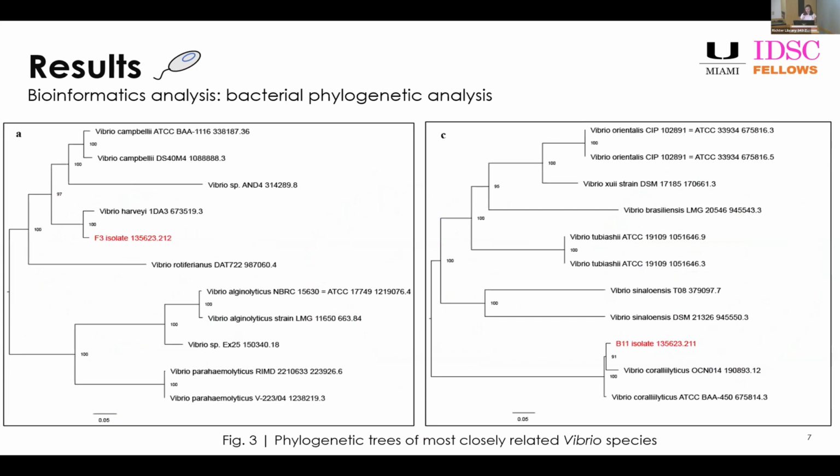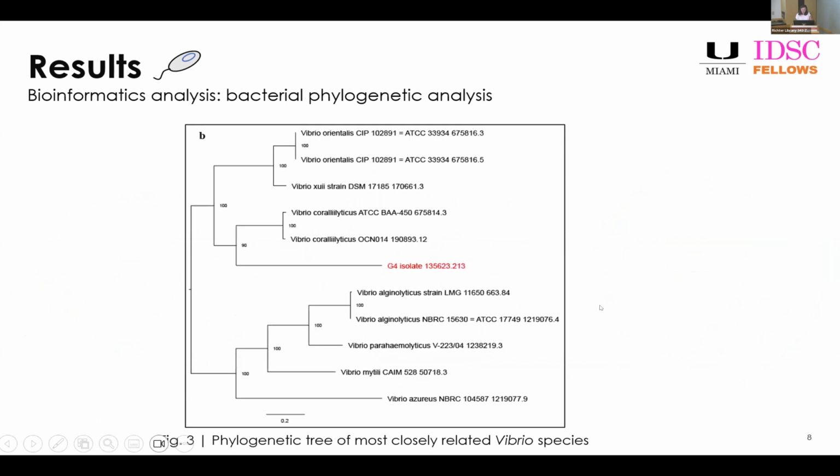And then I also wanted to confirm the taxonomical classification of my hosts that we got using the 16S gene sequencing. It turned out that my F3 bacterial isolate was most similar to Vibrio harrii. It was most related to it. For B11, it was indeed Vibrio choleolyticus, as we can see here. And for G4, they didn't have identification at the species level. Here we can see that it's most closely related to the Vibrio choleolyticus isolates that were available in a database, but it still forms its own branch.